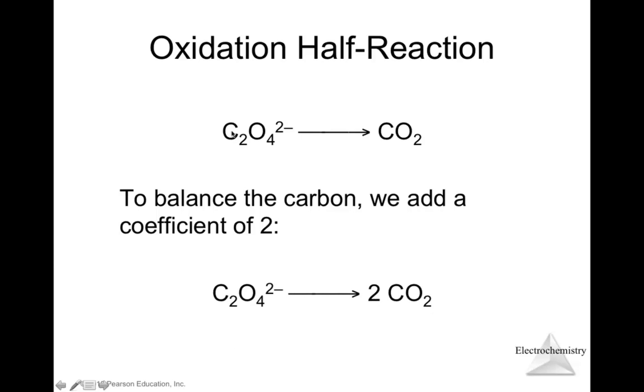So we add a coefficient of 2 in front of carbon dioxide, and that will affect the carbon, but also will affect the oxygen. Here we have just 2 oxygen, and now we have 4 oxygen because we add this coefficient in front of carbon dioxide. So that makes 2 carbons and 4 oxygen. Now we can see in the reactants that we also have 2 carbon and 4 oxygen. So we have balanced the elements.